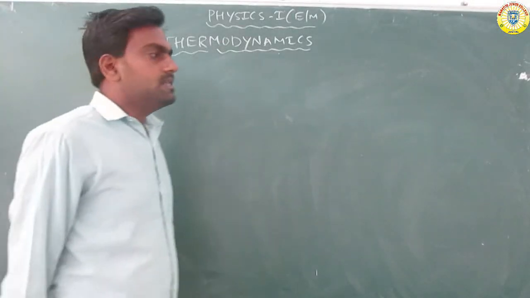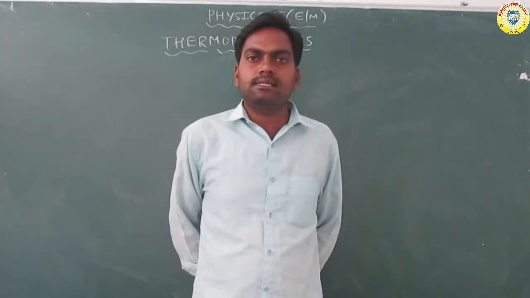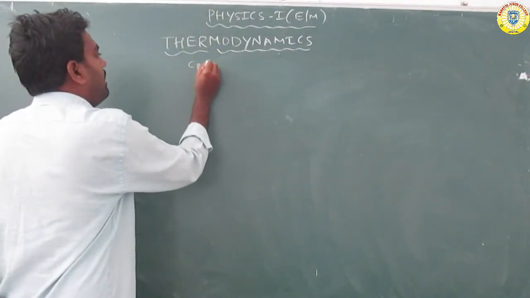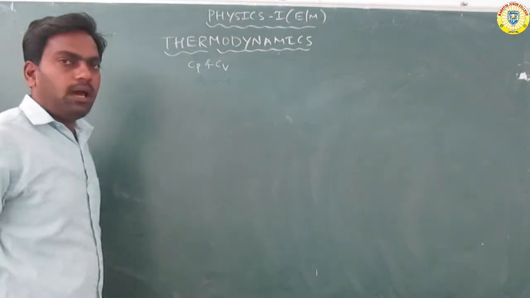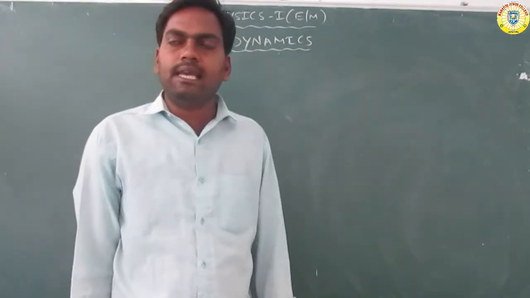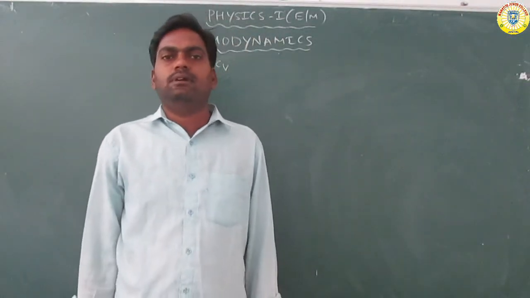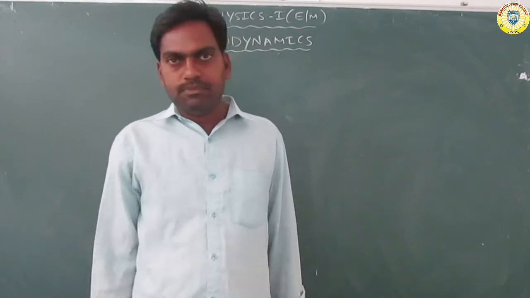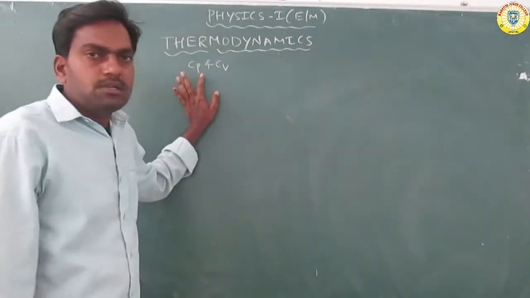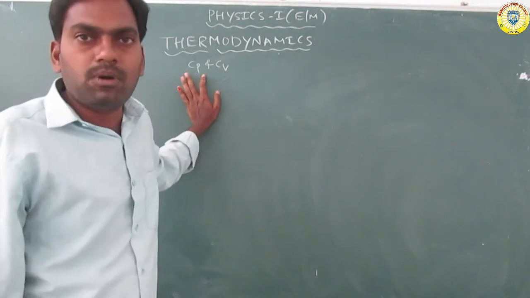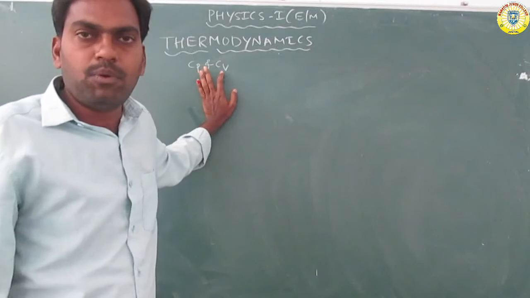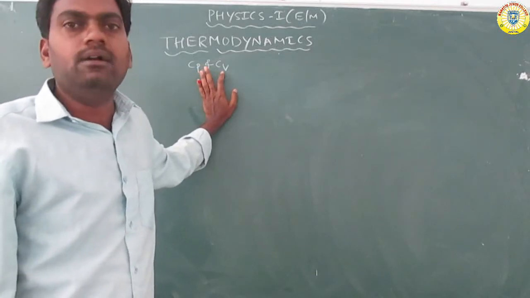So now let's discuss another topic: Cp and Cv. Cp is the molar specific heat capacity at constant pressure, and Cv is the molar specific heat capacity at constant volume.